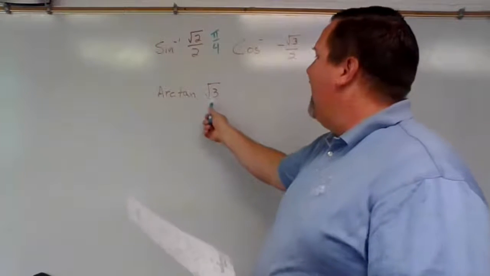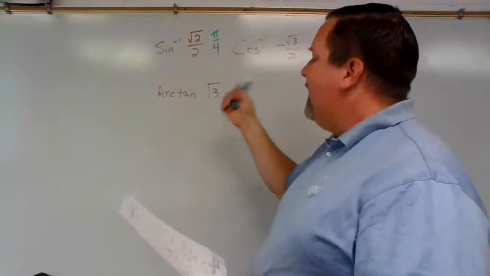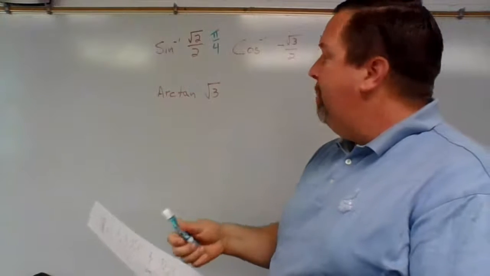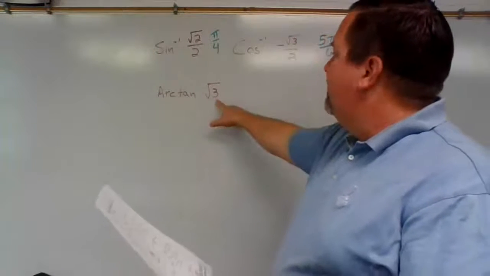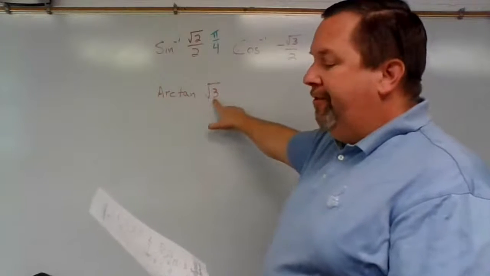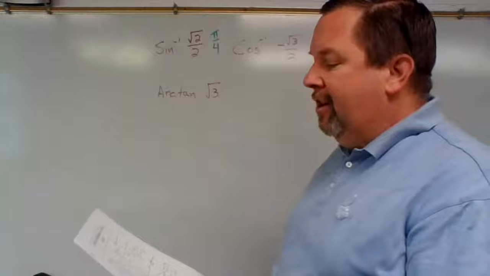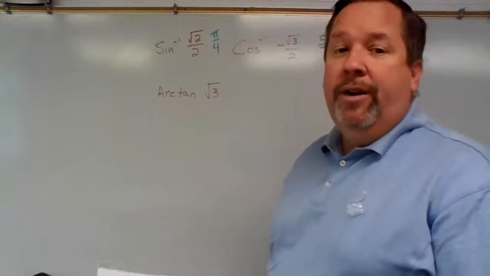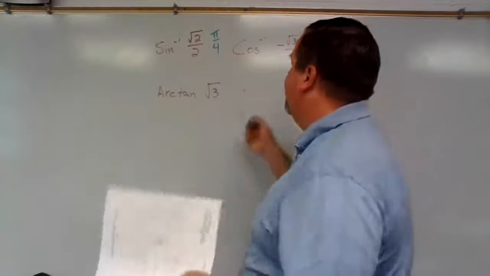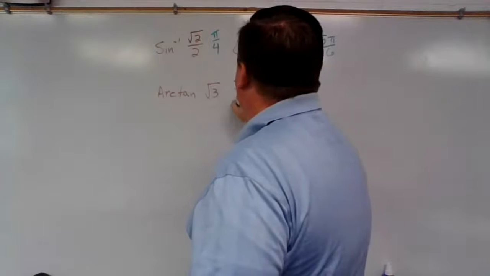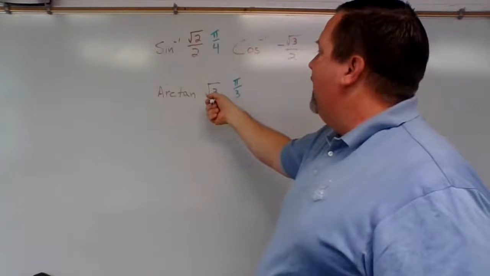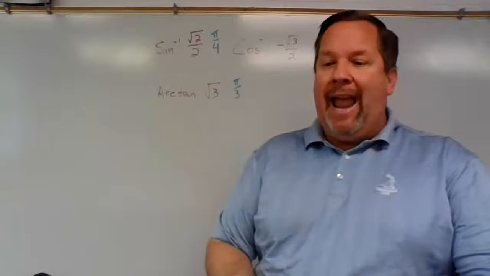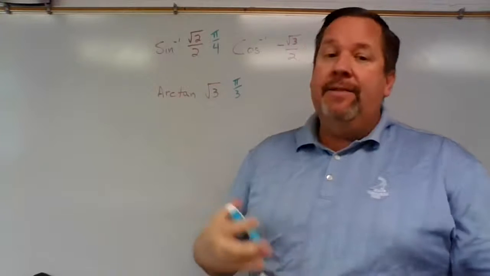But this says arctan root 3. What's the angle whose tangent is root 3? And I look in my principal values from negative pi over 2 to positive pi over 2. I think, when tangent is positive, I'm in the first quadrant. And if I look carefully, I can see tangent is root 3 at pi over 3. That's my correct answer. That's all it is. We're given the trig value, the tangent or the sine or the cosine, and then we're asked to find what the angle is that goes with it. All right, that's not all too bad.